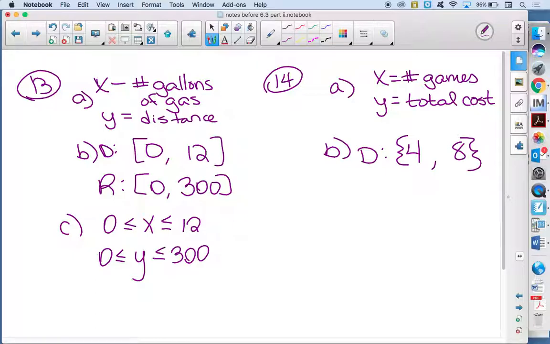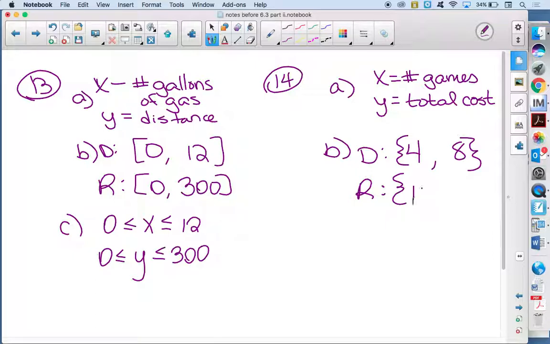I can't bowl a game and a half, I can't bowl a game and a quarter, I can't bowl a game and a 10th. I mean, I guess technically you could, but then you'd just have half a game, so you still have to pay for the full game. So it's either 4, because all of us are bowling a game each, so there will be 4 games being paid, or we're each bowling 2, so that really means that we're all paying for 8 games. So then the range would have to correspond with the domain. So what would the range be? What's the total cost? Ethan?